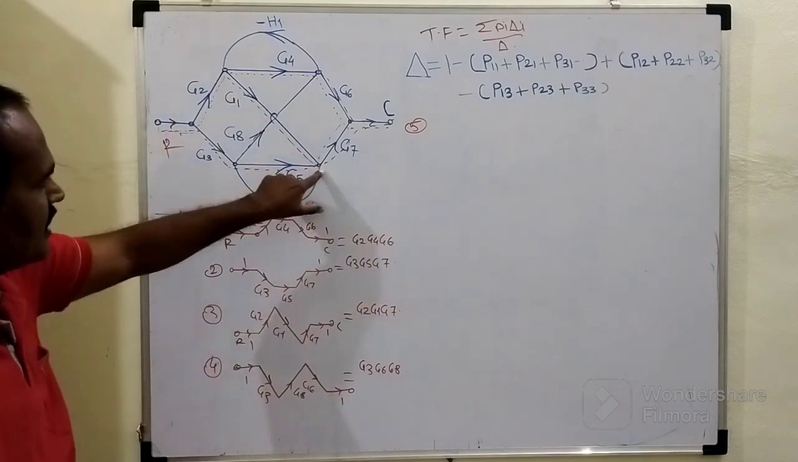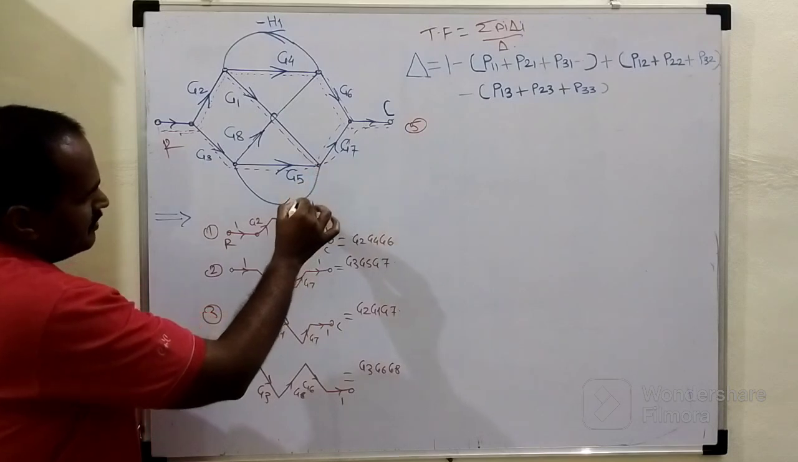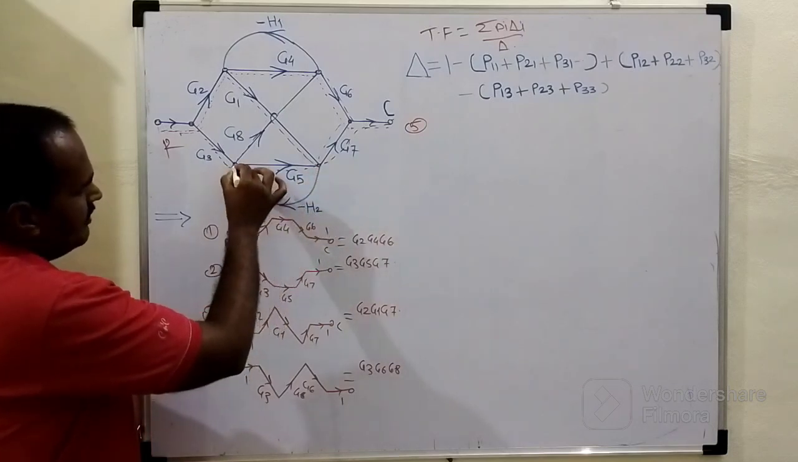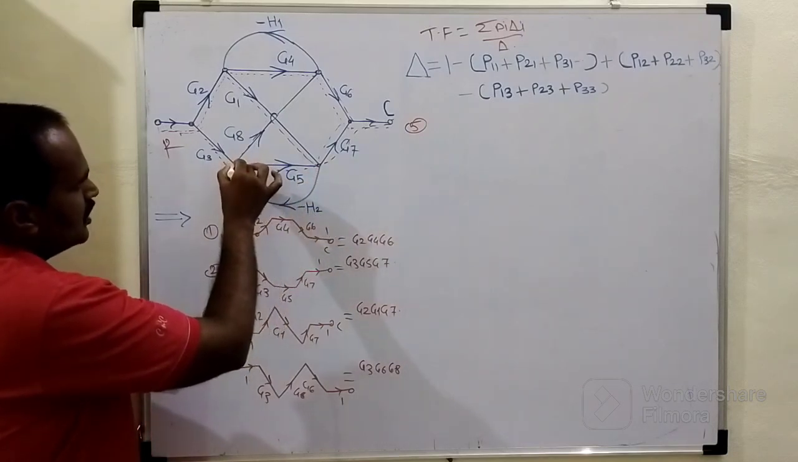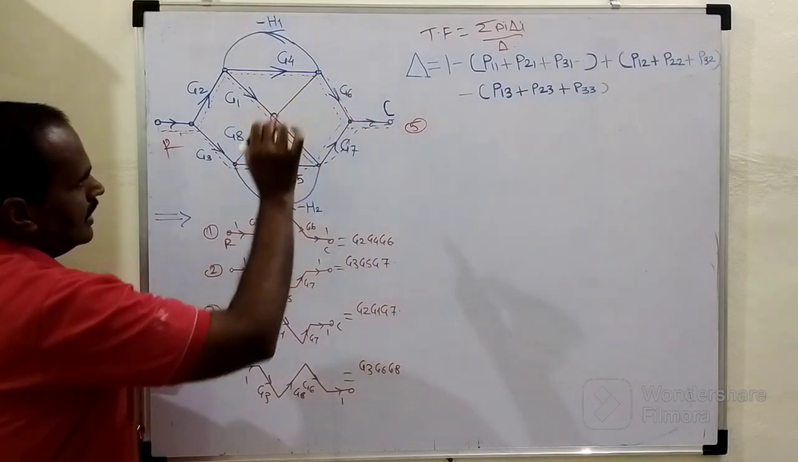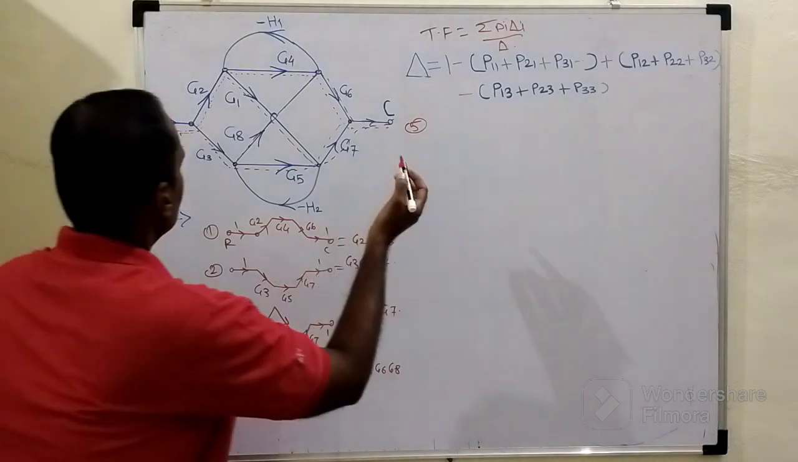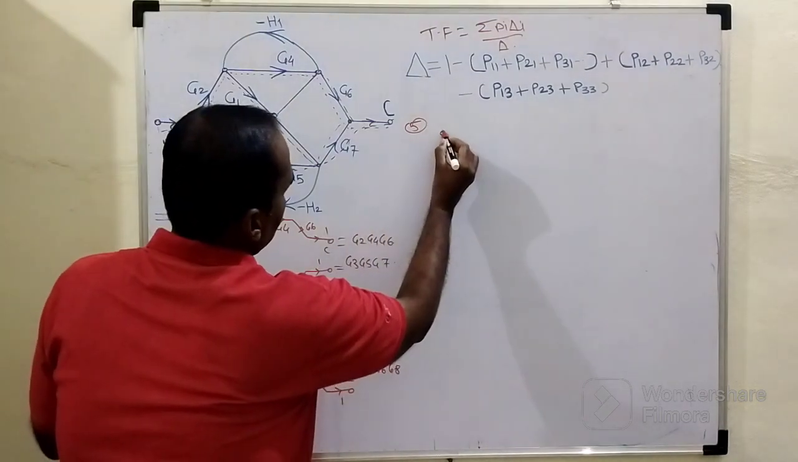We'll go through this forward path whose gain is nothing but G1. Then with the help of this feedback element, we'll come across this particular node. Then again with the help of G8, G6, we can complete our journey at this C. So for more clarity, I will draw here.